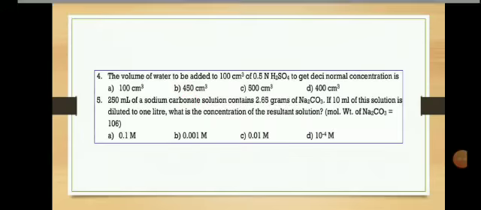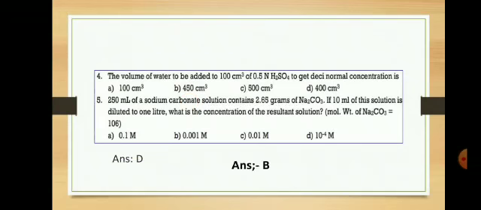Fifth question. 250 ml of a sodium carbonate solution contains 2.65 grams of Na2CO3. If 10 ml of this solution is diluted to 1 liter, what is the concentration of the resultant solution, given that molecular weight of Na2CO3 is equal to 106? Option A 0.1 molar, option B 0.001 molar, option C 0.01 molar, option D 10⁻⁴ molar. The answer is option C.